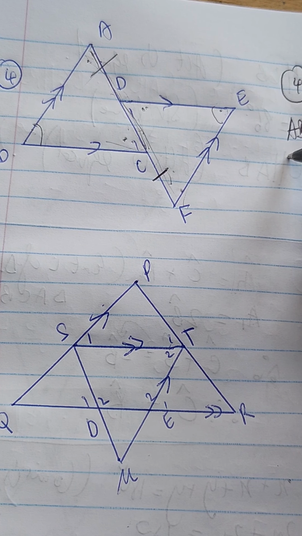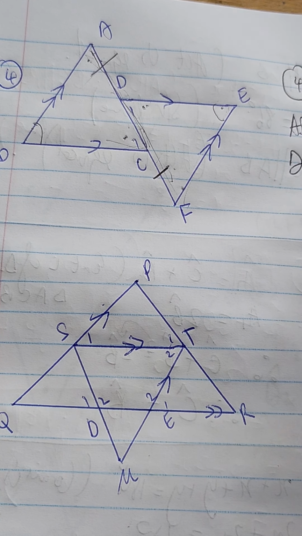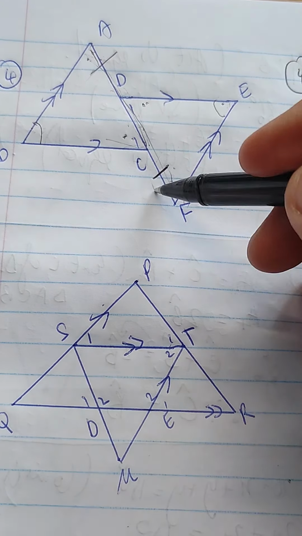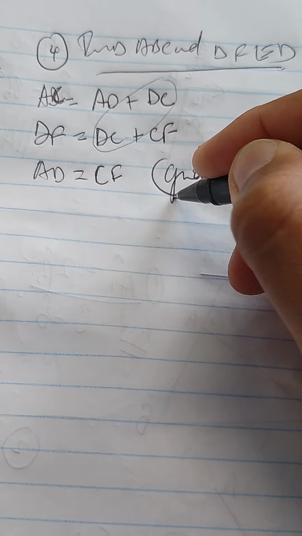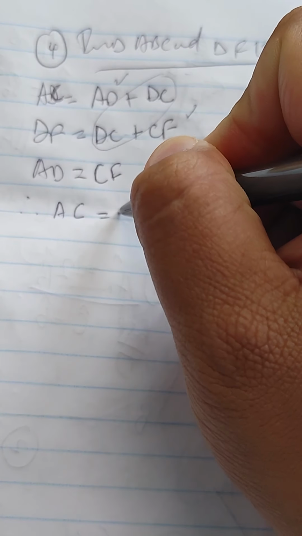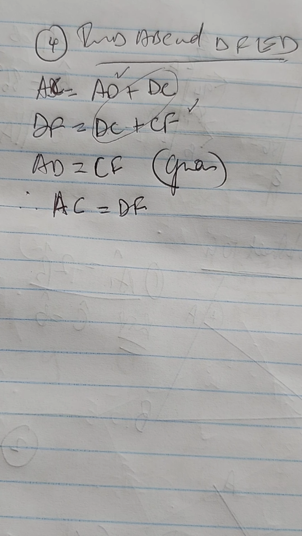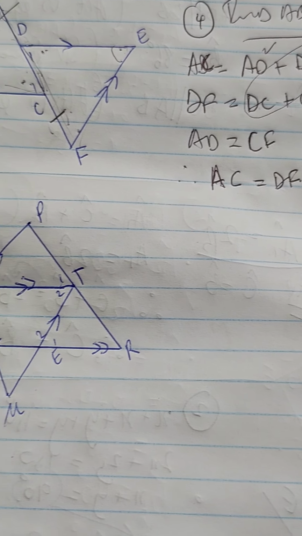And DF is made up of DC plus CF. Can you see that? However, we know that AD is equal to CF. How do we know that? That was given to us. So if that is equal and that is the same length, therefore AC has to be equal to DF. We have just proven that now. So there's our first side.